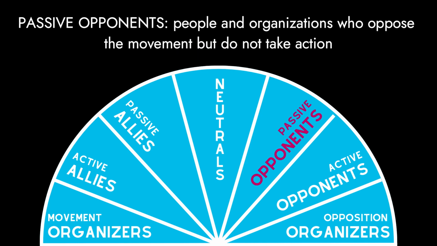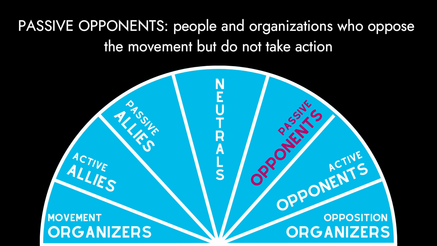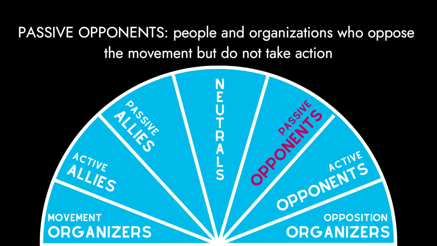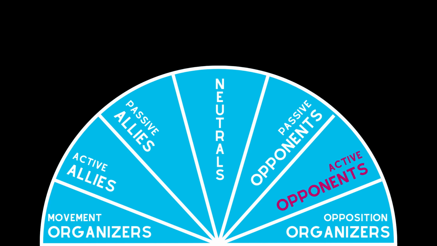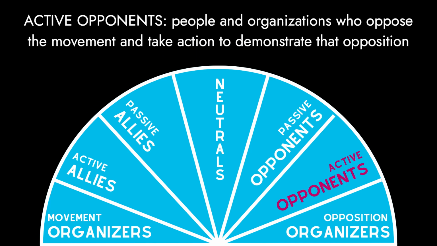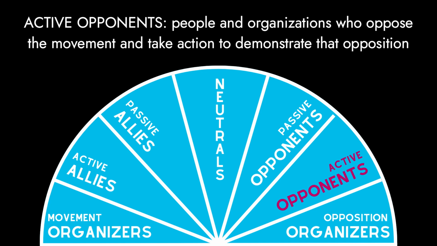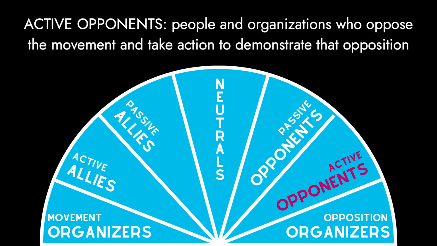So this is the opposite of passive allies, people who disagree with the movement or don't support the cause but are not taking any action against it, like people who don't believe in climate change or climate action but aren't acting on that belief. Active opponents are people who take action to oppose the movement. So they're showing up to counter protests. They're calling their congressman, telling him they don't want green energy and they don't care about justice.